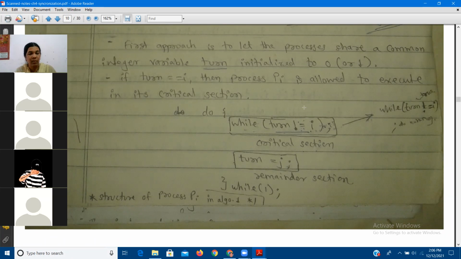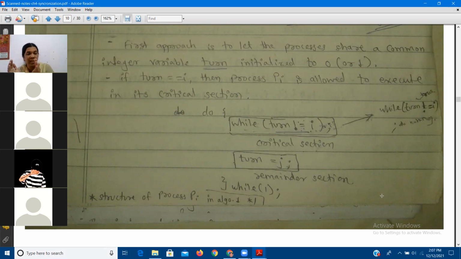So turn is equal to J. So turn not equal to I. Turn not equal to I in the sense I चा turn नाहीये, म्हणजे J चा turn आहे. म्हणजे कोण एंटर होईल क्रिटिकल सेक्शन मध्ये? J एंटर होईल. आणि ती कंडिशन फॉल्स कधी होईल? So while turn not equal to I, when this condition will be false if the turn is equal to I. I hope you are understanding. So try to understand the condition.